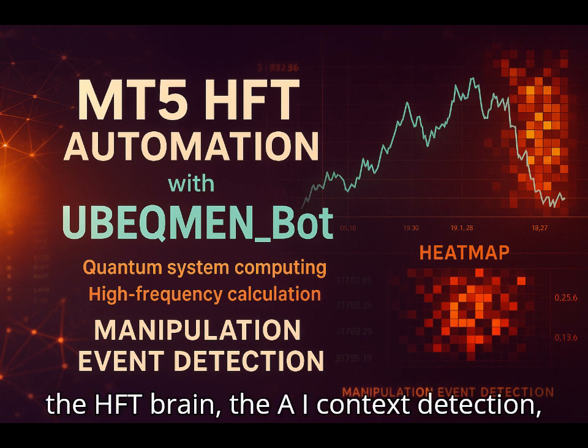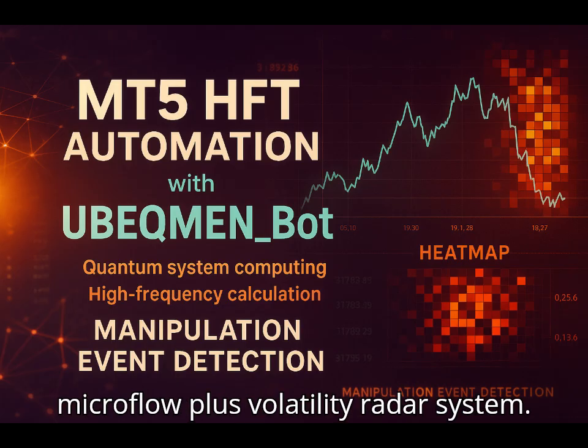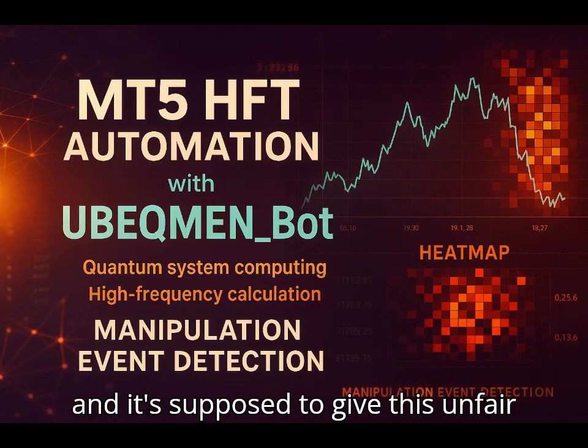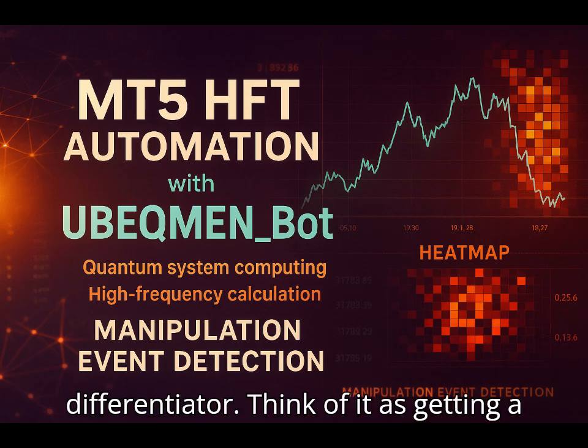Got it. So we have the HFT brain, the AI context detection, the user interface. Then there's this secret weapon mentioned, the microflow plus volatility radar system. It comes with all licenses, apparently, and it's supposed to give this unfair edge. What is that? Ah, right. This is supposed to be the real differentiator.